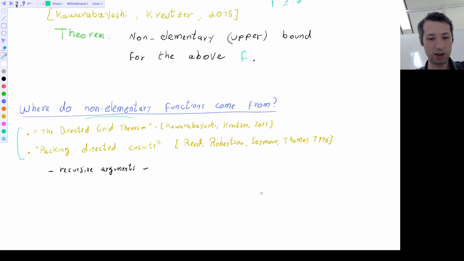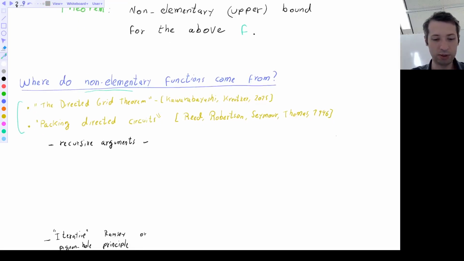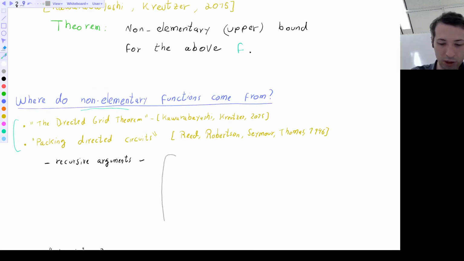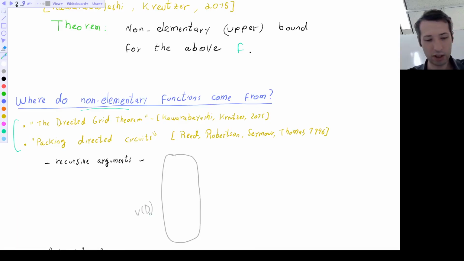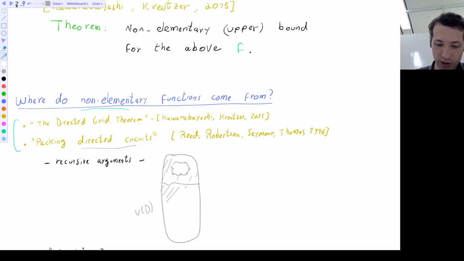So one way that these non-elementary functions can pop up is by using recursive arguments, something like induction, for example. So when using induction, you might be in some situation where you have, for example, the vertex set of a digraph, and you want to find, let's say, directed cycles, as in this paper. So in your argument, you might say, I can find some directed cycle here. However, to do this, I'm going to lose some vertices of my digraph in order to make the cycle. But we can only apply this if the subset we're looking at has some special properties. So it could be that by deleting this cycle, I actually lose a lot of vertices here.